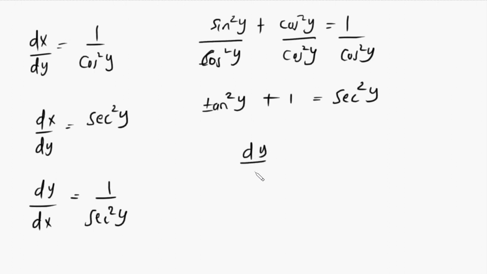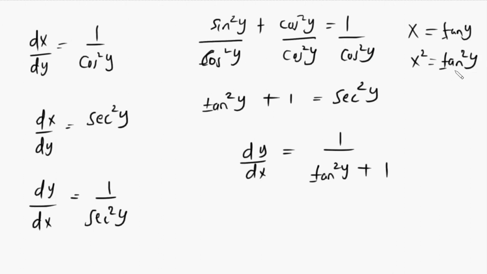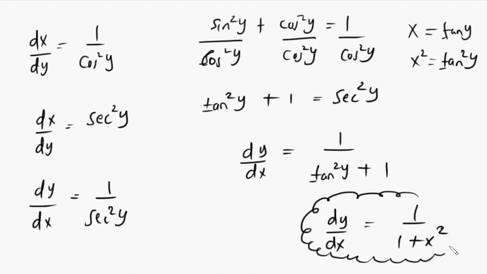So my dy dx is just equal to 1 over, instead of sec squared y now I write tan squared y plus 1. But what is tan y? Remember x was equal to what? To tan y. So x squared is equal to tan squared y. Kwa hiyo tan squared y is just x squared. So my dy dx now is just going to be equal to 1 over 1 plus x squared. Kwa hiyo hii sasa ndo derivative ya nani? Ya y equals tan inverse of x. Derivative yake ndo hiyo. Kwa hiyo na hii na yenyewe tume derive.